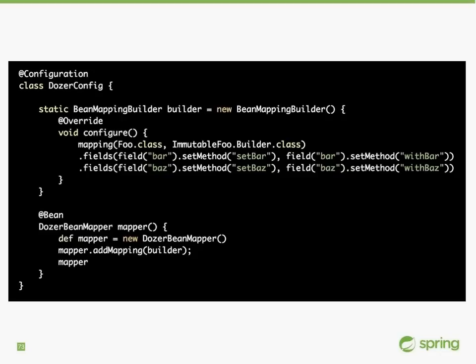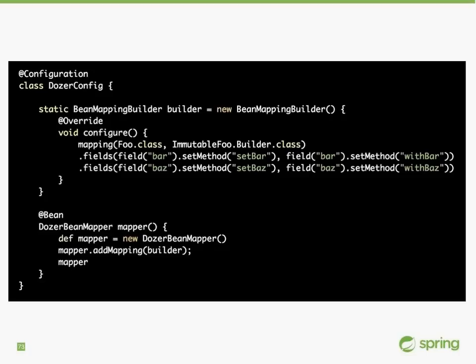Now, why do we have to name the field twice? Well, if this is a general mapping solution, we could be mapping a field with one name to a field with a completely different name on the other side. In this case, they happen to be the same. So bar and setBar maps to bar and withBar. Baz and setBaz maps to baz and withBaz.